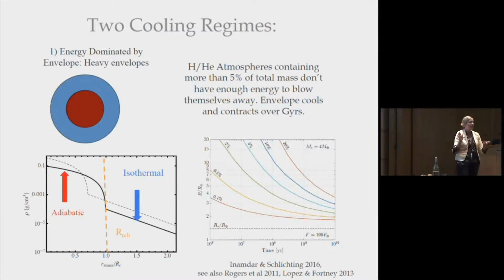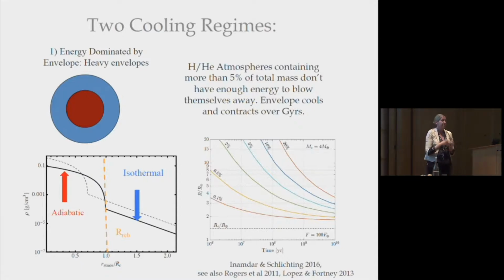I'll tell you about the more obvious one, the one that has been studied in a lot more detail, first. In the first regime, when you look at the total energy budget of the planet that's available for cooling, if that's dominated by the thermal and gravitational energy in your envelope, then your planet will indeed, from then onwards, just cool and contract, and you get to keep the atmosphere you have accreted.